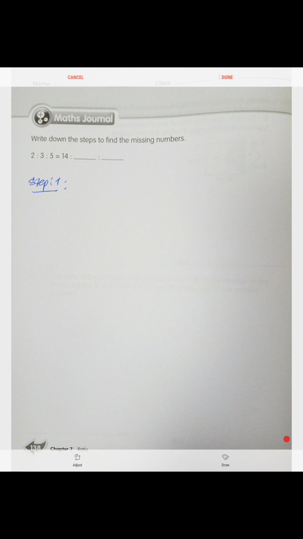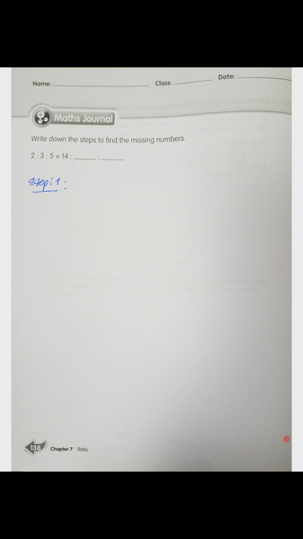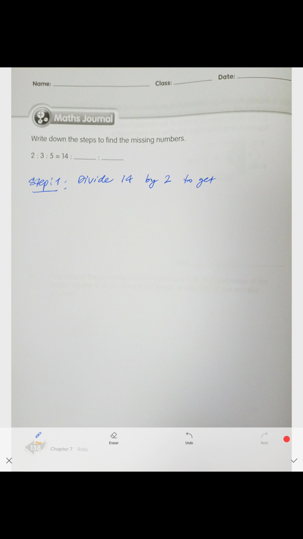So you know the mathematics, but how do we put it in words? Where's my pen? Step number 1, 14 and 2, we need to find a common factor. So we divide 14 by 2 to get the common factor 7. Step 2, what do we do?